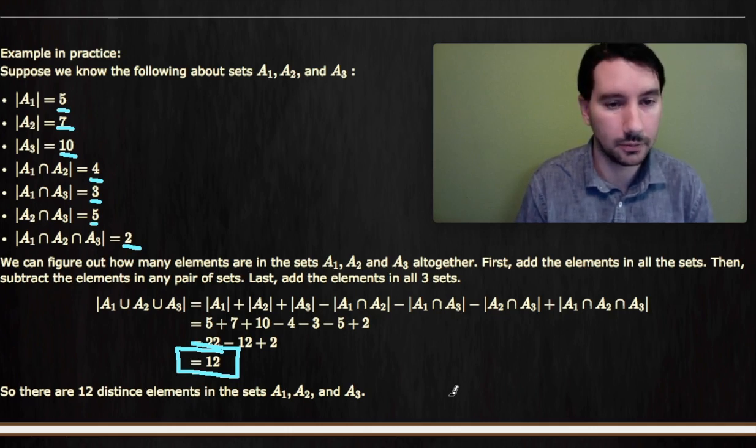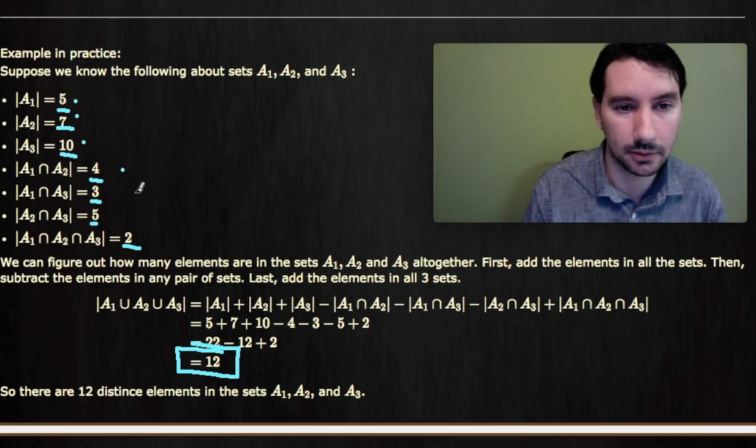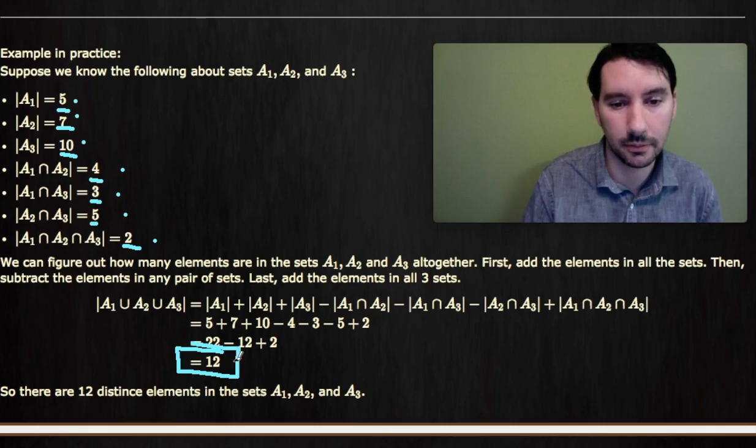If we went back to, for example, the basketball example and the addition lesson, it's kind of like saying one store has 5 colors, one store has 7, and one has 10. But 2 of the stores, A1 and A2, have 4 of the same colors, so they're not really new choices. 2 of the stores in A1 and A3 have 3 of the same colors, and A2 and A3 have 5 of the same colors, and there's even 2 colors that are in all 3 stores. Then we only have 12 different colors to choose from.